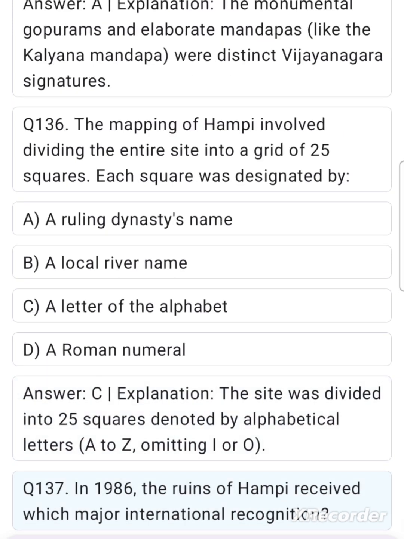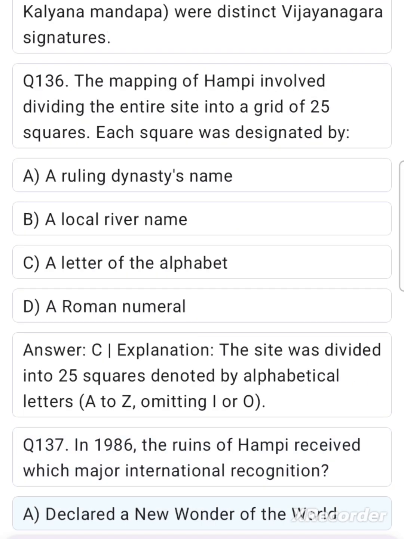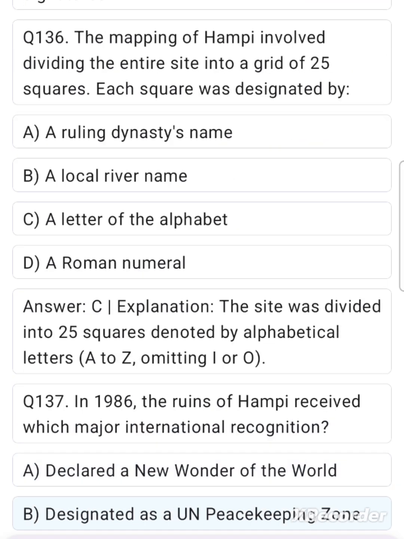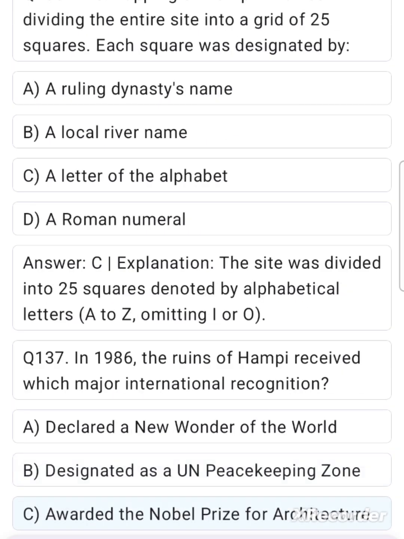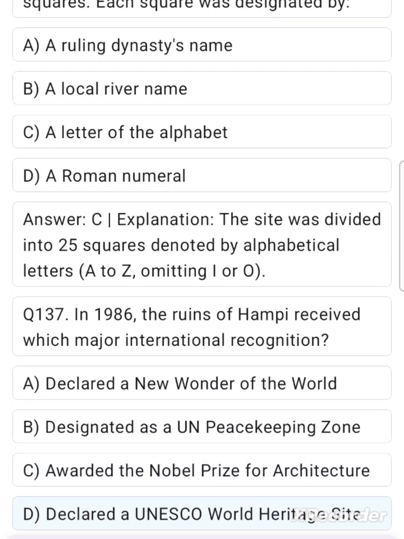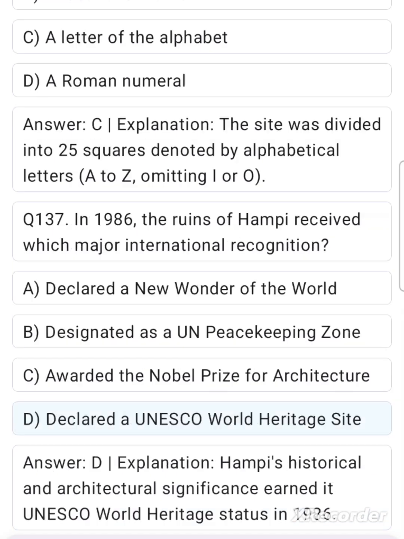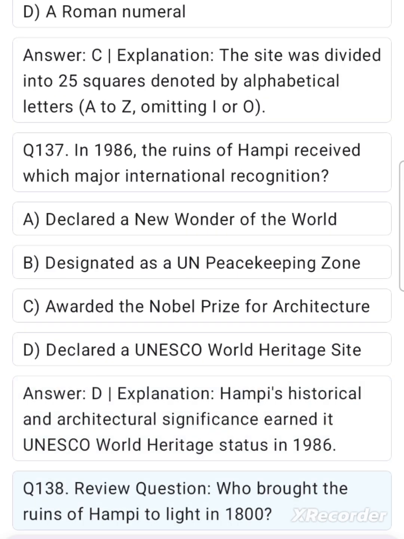Q 137. In 1986, the ruins of Hampi received which major international recognition? A. Declared a new wonder of the world. B. Designated as an unpeacekeeping zone. C. Awarded the Nobel Prize for Architecture. D. Declared a UNESCO World Heritage Site. Answer: D. Explanation: Hampi's historical and architectural significance earned it UNESCO World Heritage status in 1986.